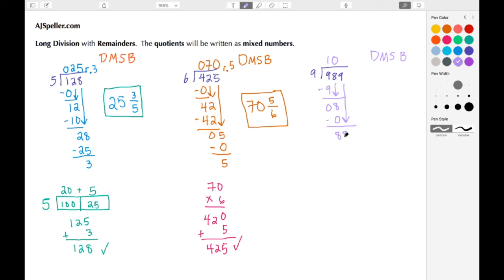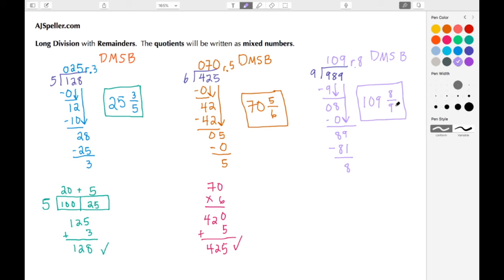How many times can 9 go into 89? Well, it can go into it 9 whole times. 9 times 9 is 81. Then we end up subtracting. 89 subtracting 81 leaves us with 8, and we have no more numbers, so now we have a remainder of 8. Now let's write this in mixed number format. 109 and 8/9, where 8 is the numerator and 9 is our denominator.